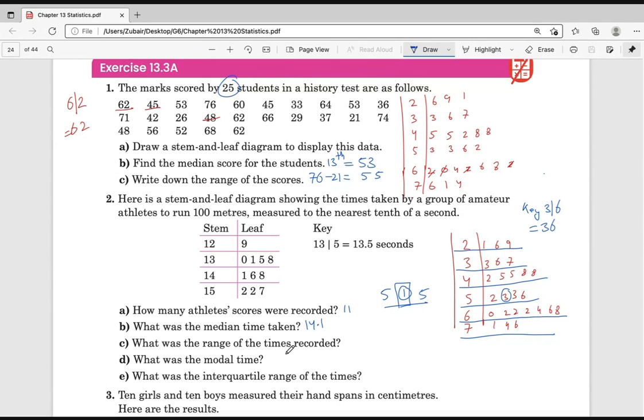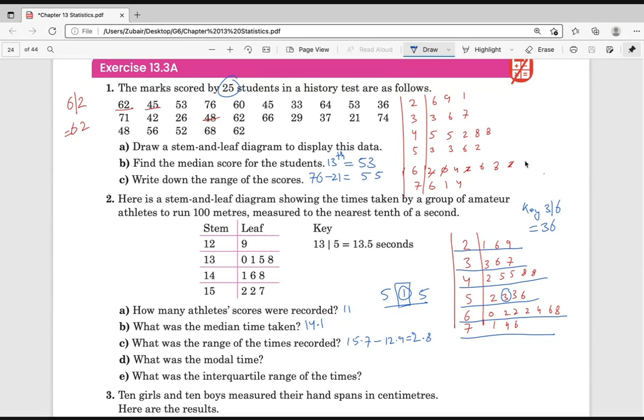What was the range of the times recorded? Maximum minus the minimum value. 15.7 minus 12.9 is 2.8.